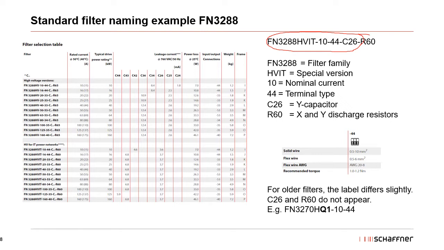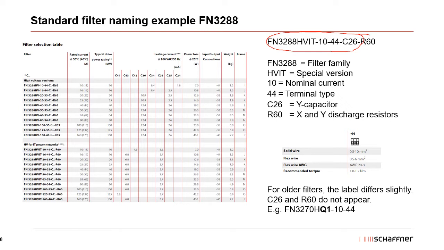Then we have the IT, which is there for isolated grounding. So this can be used in IT networks. Then we have the nominal current. Afterwards, we have a defined type of terminal, which is also described in our data sheets. And then we have a Y capacitor configuration and the discharge resistor configuration of the filter.